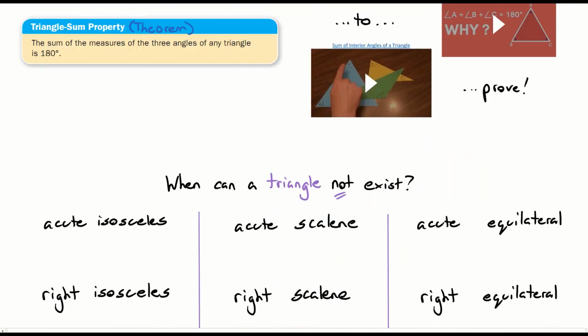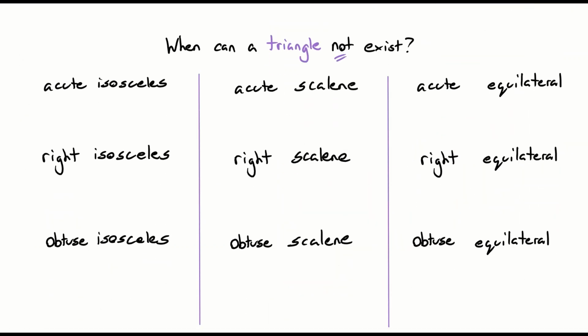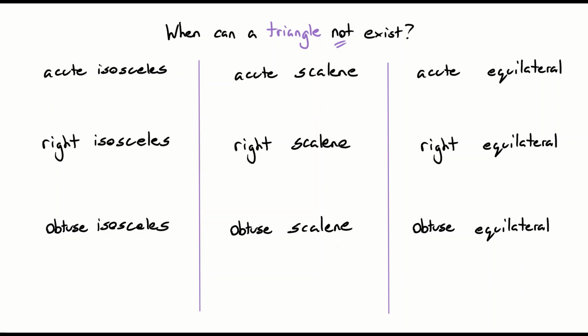Well, let's keep going with this, right? Because today I want to talk about when can a triangle not exist? We've all been talking about triangles that can exist. Well, are there parameters in which they cannot exist? Well, absolutely. Here we have 9 different combinations of the words acute, right, and obtuse, and equilateral, scalene, and isosceles. Let's find out which ones can exist. Can you have an acute isosceles triangle? Think about it for a moment.